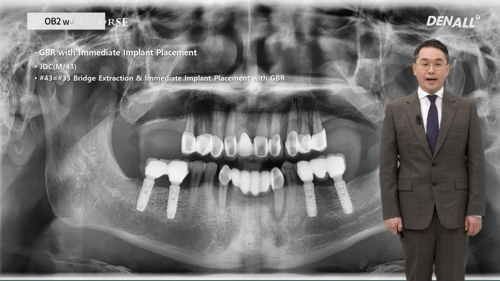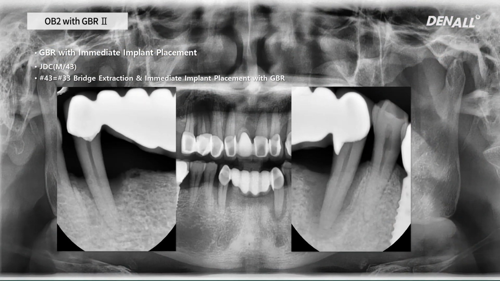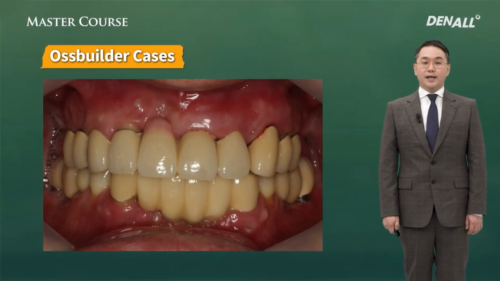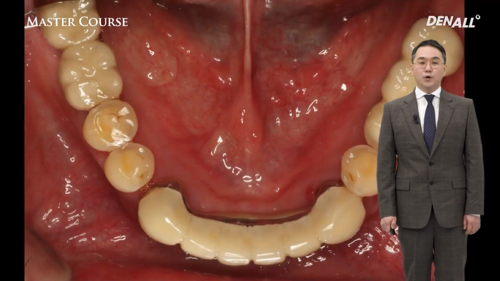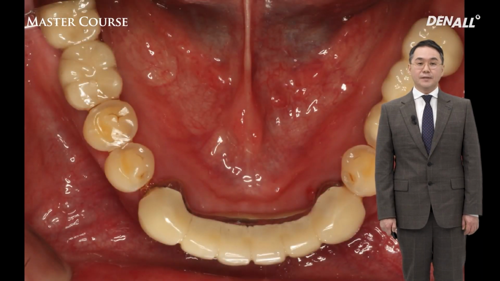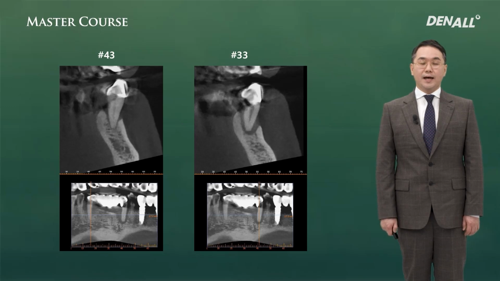This is pre-op panoramic image. This is PA. As shown, because of severe periodontal disease, you can see a lot of alveolar bone destruction. This is pre-op clinical photo. The soft tissue condition is not really bad, and I planned for immediate implant placement after extraction. This is occlusal view. Let's look at CT image.